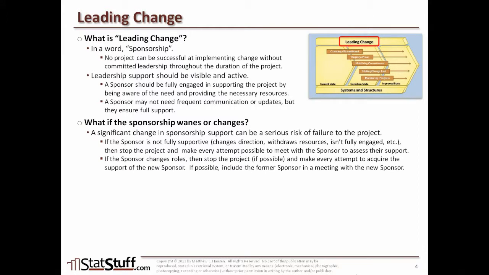Also, what if the sponsor happens to change roles? You suddenly have this change in leadership. Then again, you should stop the project if possible and make every attempt to make sure that you've got the support of that new sponsor who's taken that new position. And if possible, it would be helpful to include the former sponsor in a meeting with the new sponsor, so that way there's a smooth transition between the two of them.